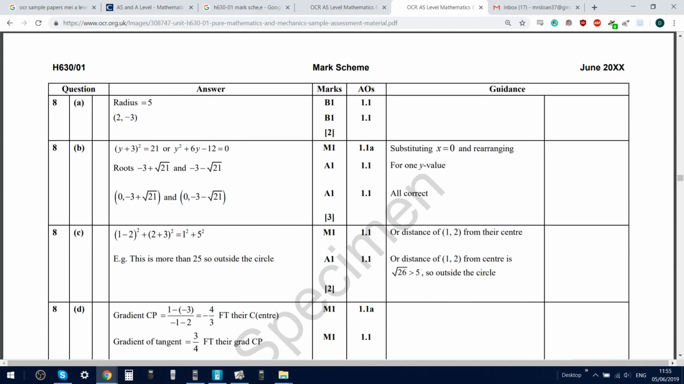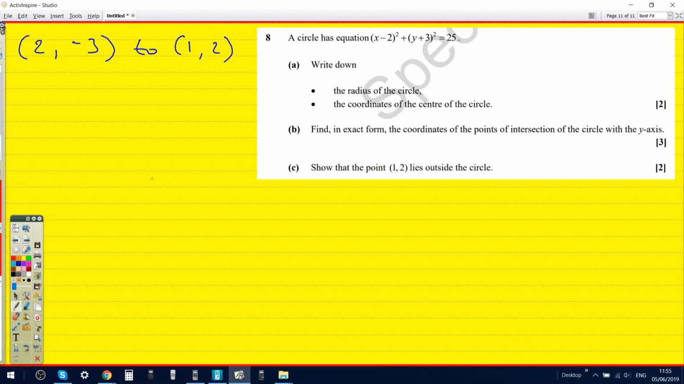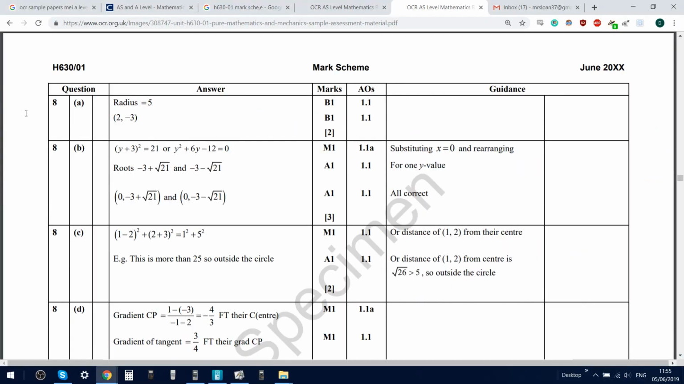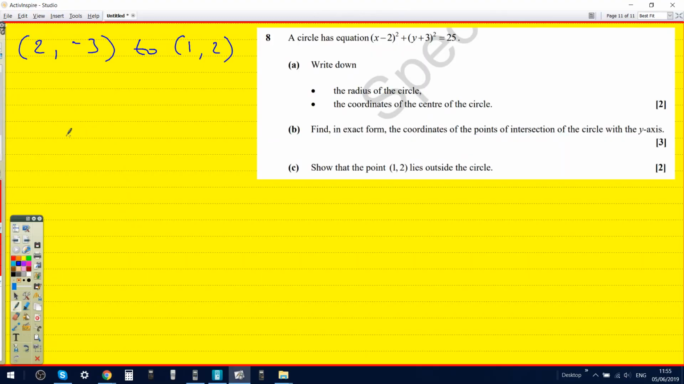That's what they did, and they got 26. That's one way to do it. So they subbed in 1 and 2. Is that what they did? Yeah, they subbed in 1 and 2. So you just sub them in. That's an easier way. Oh, okay. And what was the method that you were saying before? 26, which is equal to 25 plus 1, so outside.